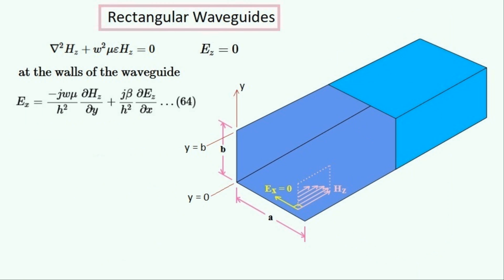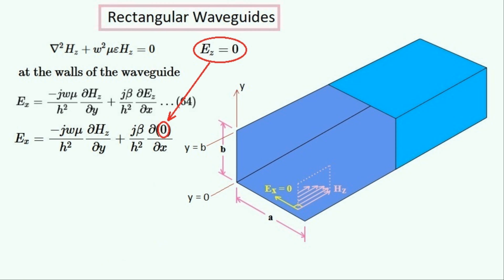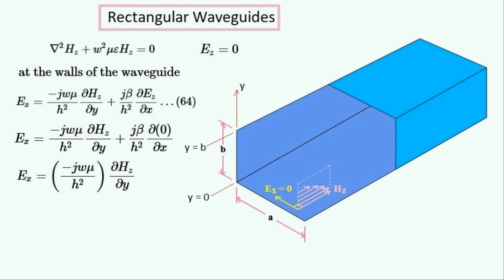So this is EX as a function of HZ and EZ. It is an equation that we'll calculate later in the series, but we'll need to use it now. We know that EZ is 0 and we can substitute this in. So then we're left with EX being a linear function of this derivative of HZ. This derivative of HZ is proportional to EX.